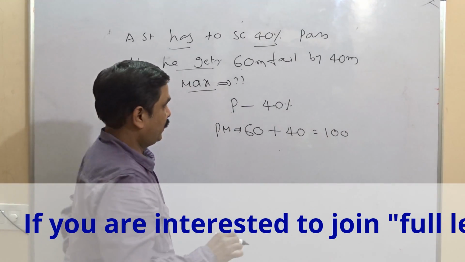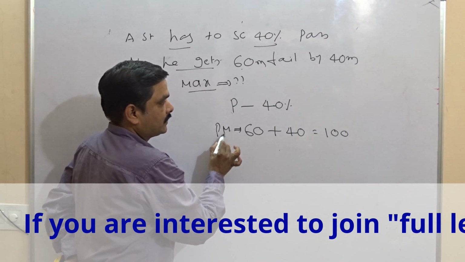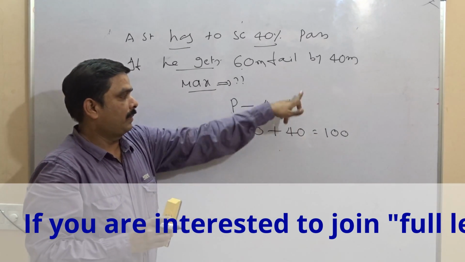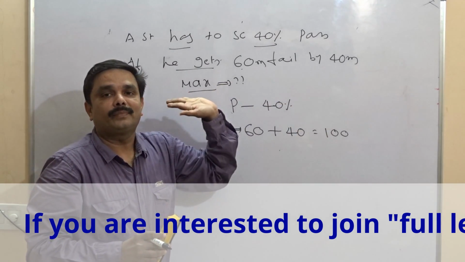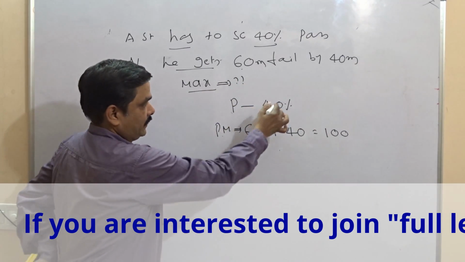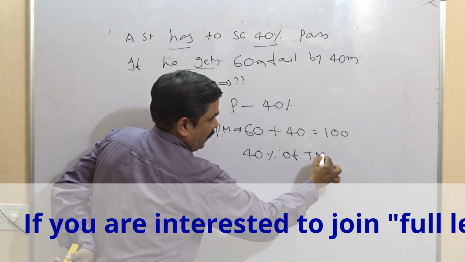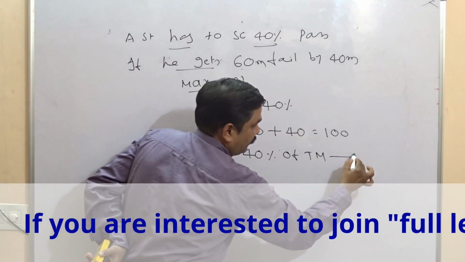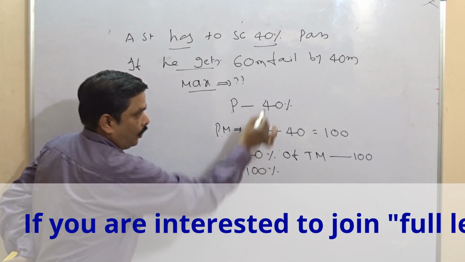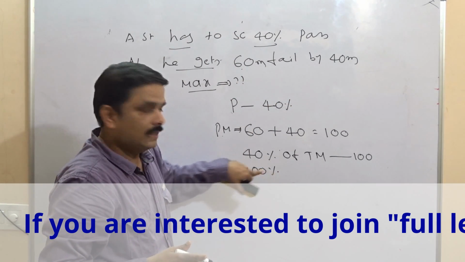See the unitary method now. Pass percentage is 40%. Pass marks are 100 marks. In both the cases, the total number of marks is same. In that case, I can equate these two. How can I equate these two? 40% of total marks is 100. Then 100%? Always when I am taking 40% of something, that number becomes 100%.